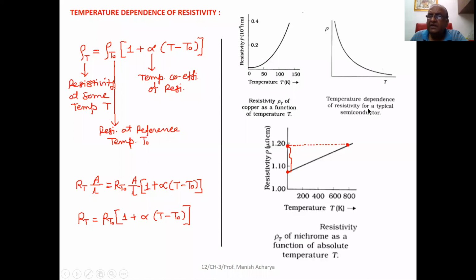Then for semiconductors, the graph of resistivity versus temperature represents this: for a semiconductor, as the temperature increases, resistivity decreases. In other words, for semiconductors, with increase in temperature, conductivity increases. Why this happens, we will discuss in detail in chapter number 14. Clear?